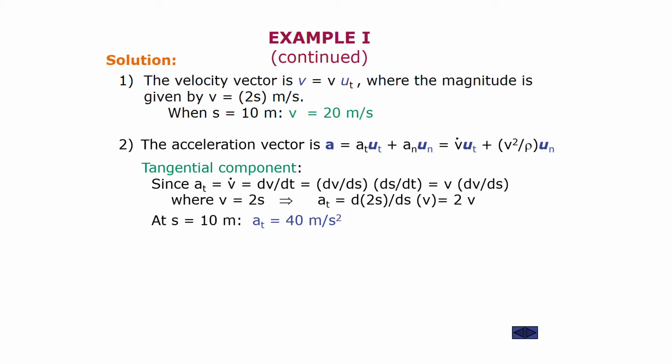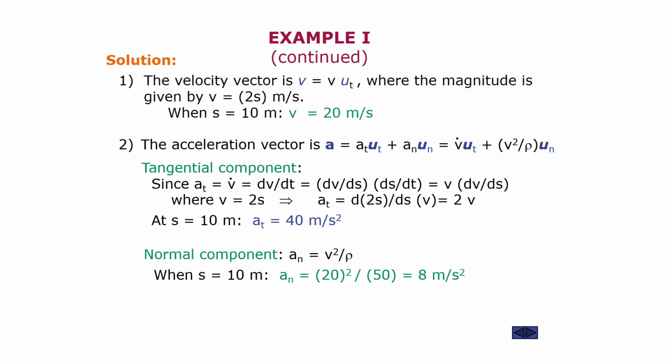So that means you differentiate v with respect to s, where v is equal to 2s, so you get a 2 from there. So you have 2v in this case, and we know that initially we have calculated that v is 20 meters per second. So we just substitute v, which is equal to 20 meters per second. So we get our tangential acceleration as 40 meters per second squared.